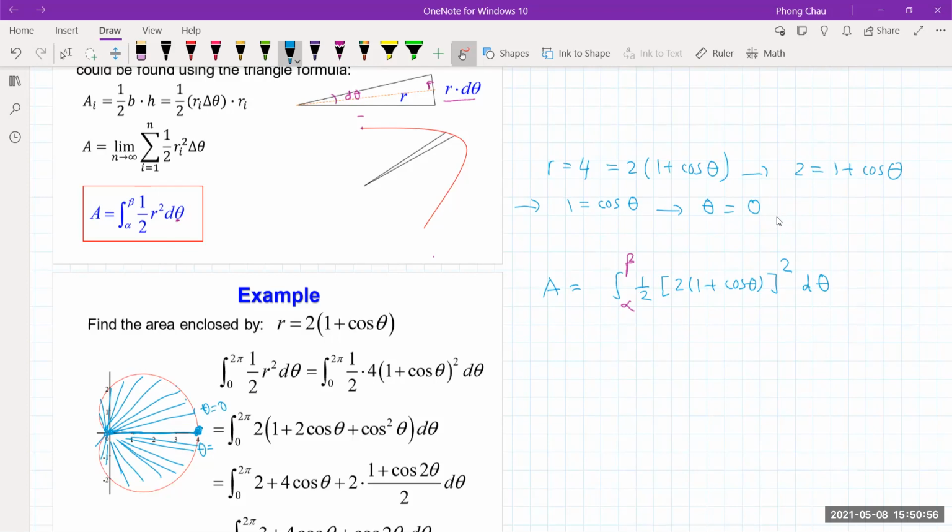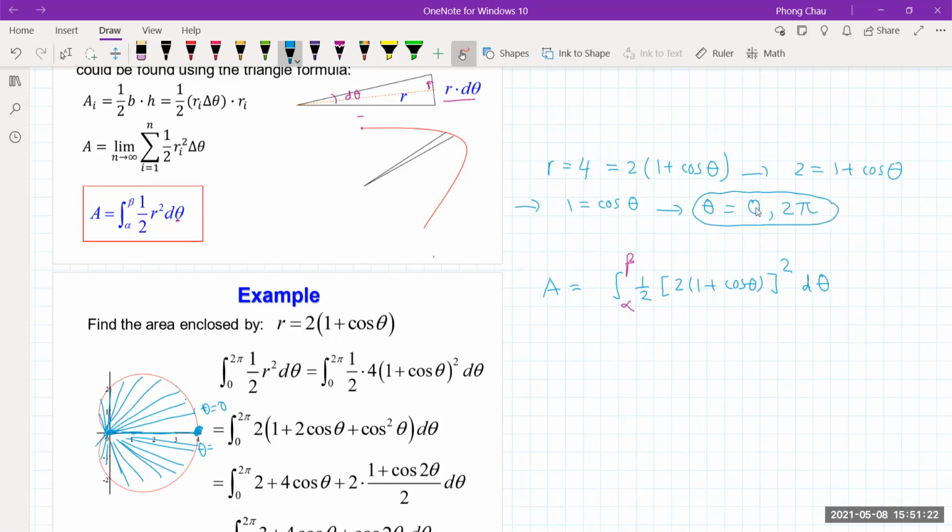Cosine of pi... No, I'm sorry. Cosine of theta is 1. So cosine of 0 is 1. At pi we got -1, so it's got to be back to 2 pi. All right.